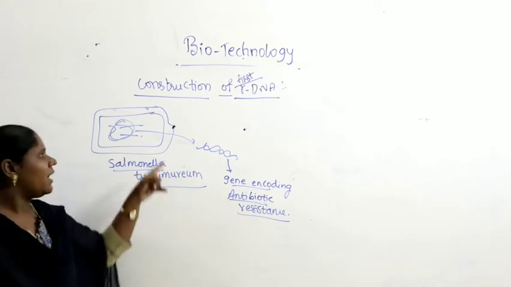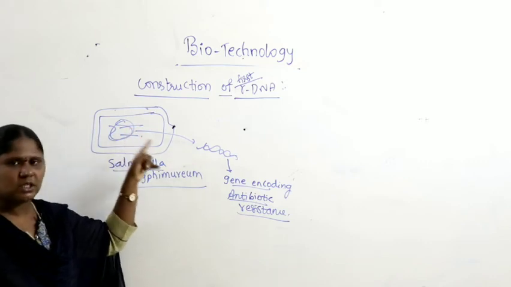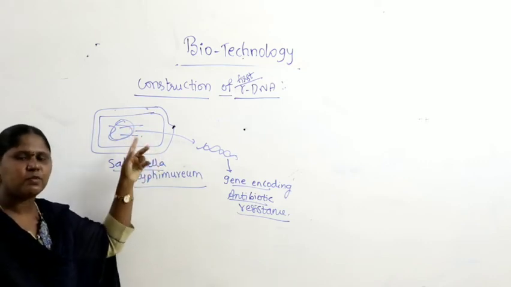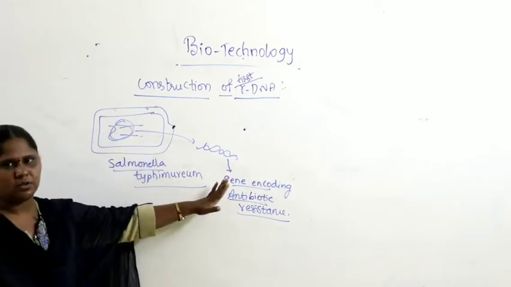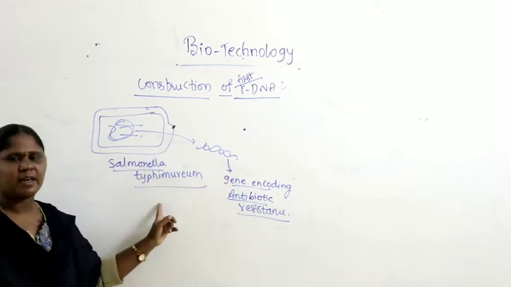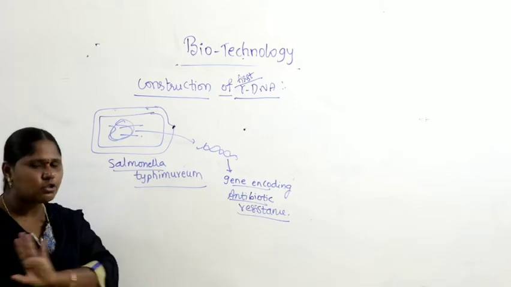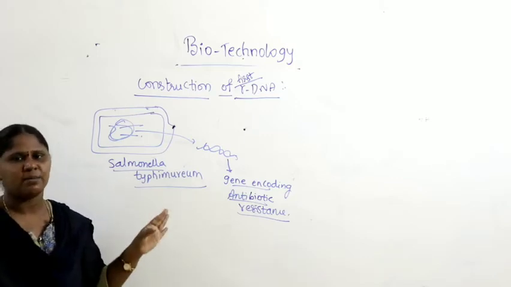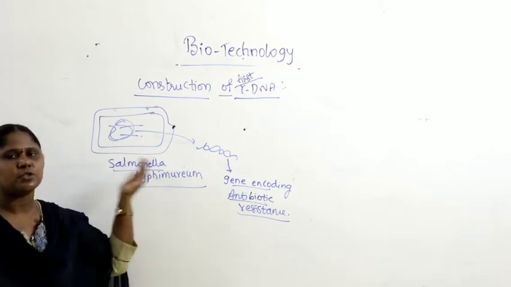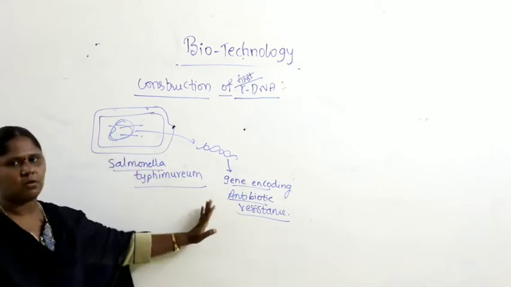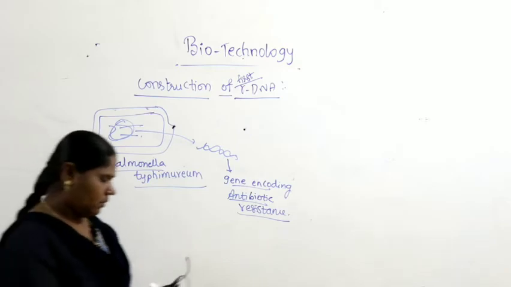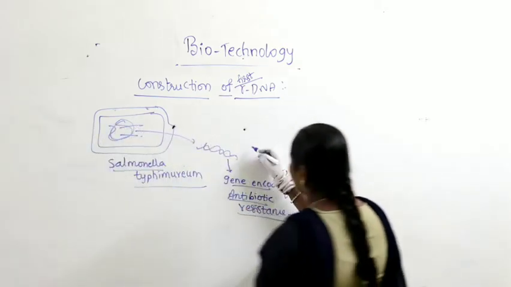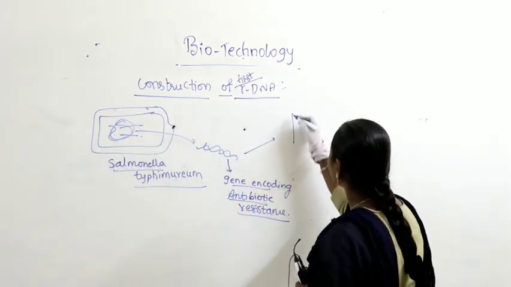Why? Because the antibiotic resistance gene, the gene which is responsible for showing antibiotic resistance, we cut it and removed it out. Now Salmonella typhimurium further will not show resistance to antibiotic because the antibiotic resistance gene we cut it and removed it out. Now what will we do here? Now coming to this part here.